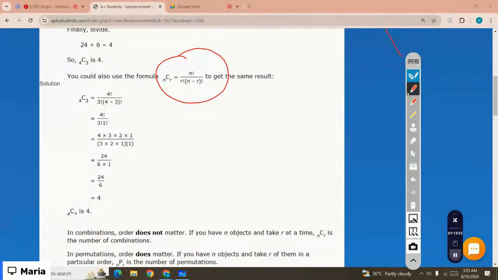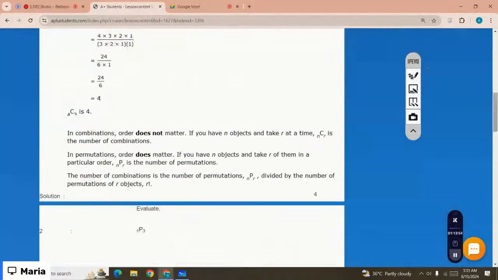And the permutation is if order does matter. If you have n objects and take r, nPr is the number of permutations. Let's just start with the test questions.